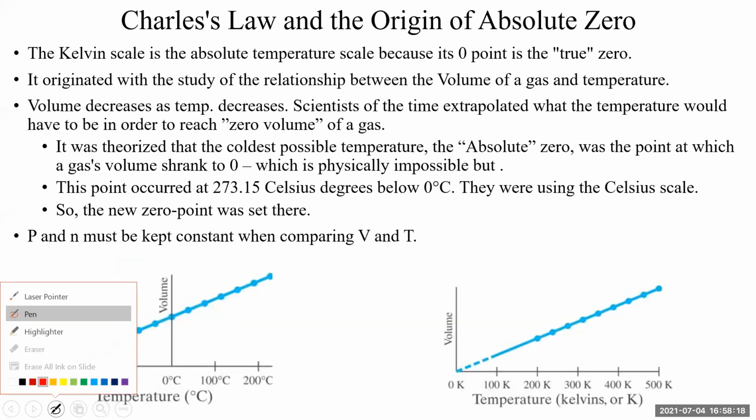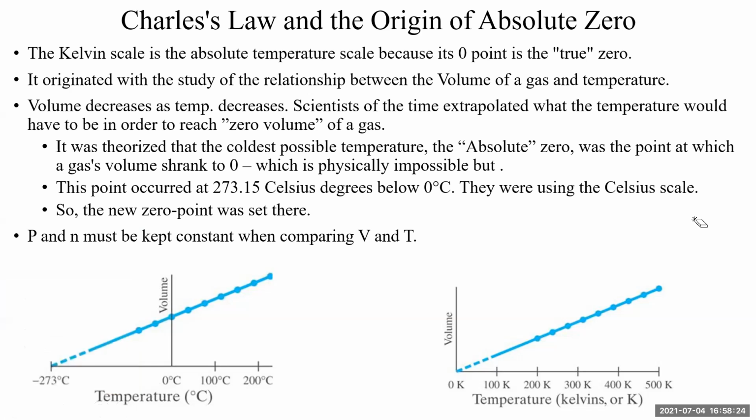Charles's law is actually the origin of the study of gases at the time. I know it wasn't called Charles's law at the time when they first began studying these gases, but it's the origin of the absolute scale and the origin of the idea of absolute zero upon which the Kelvin scale is built. The Kelvin scale is an absolute temperature scale.